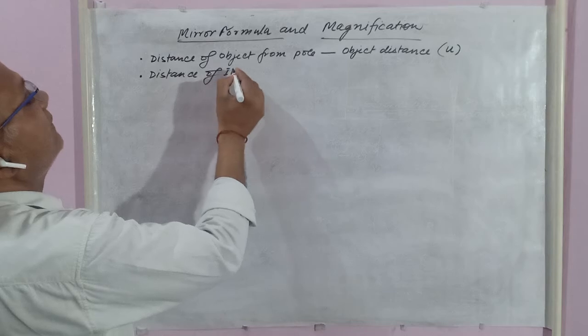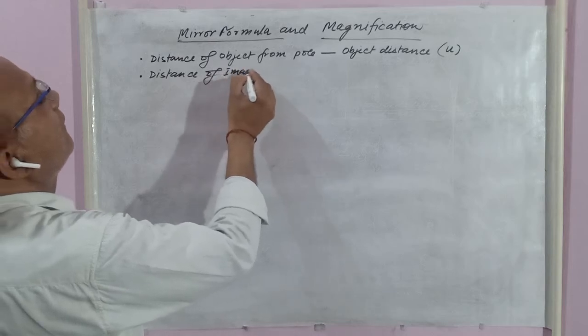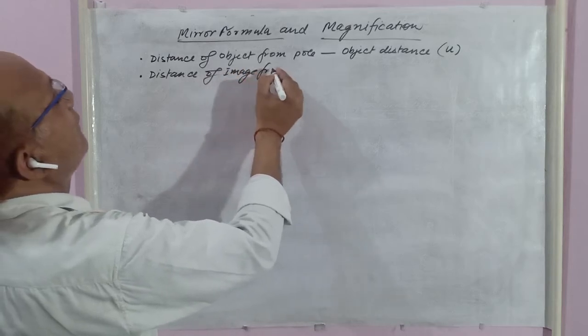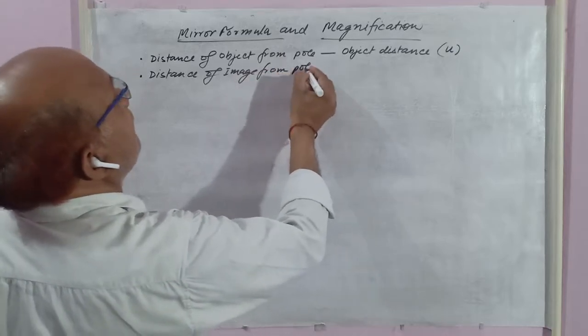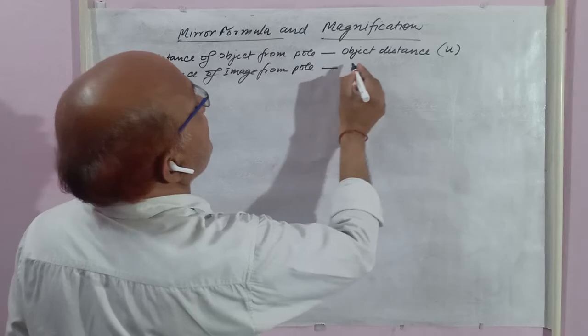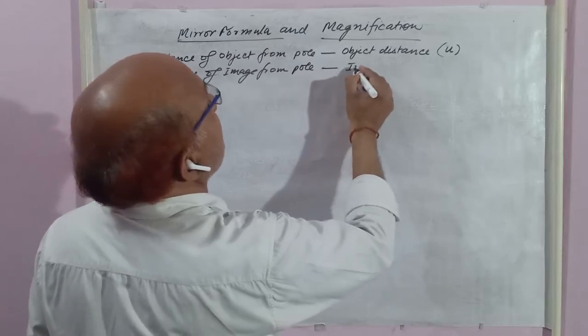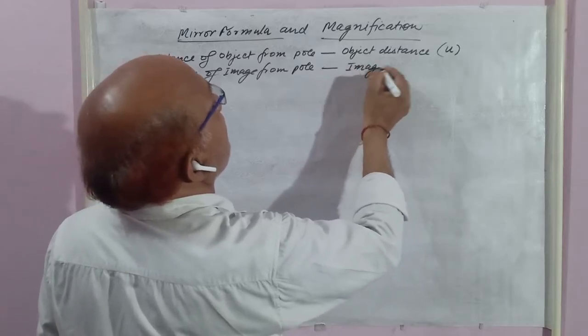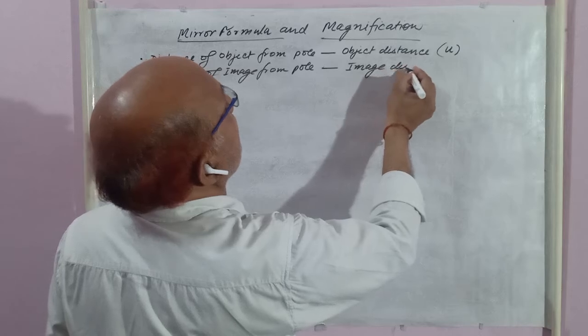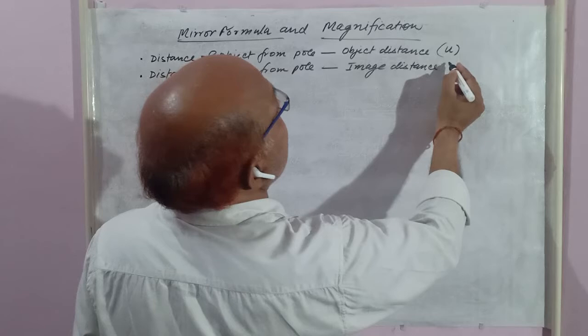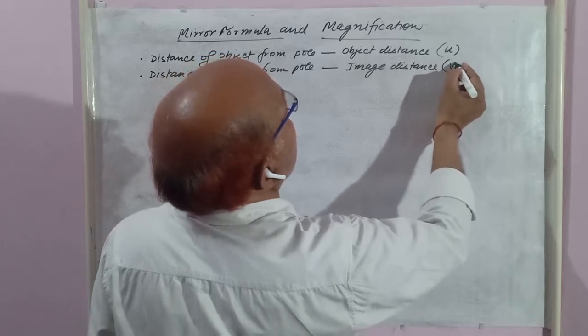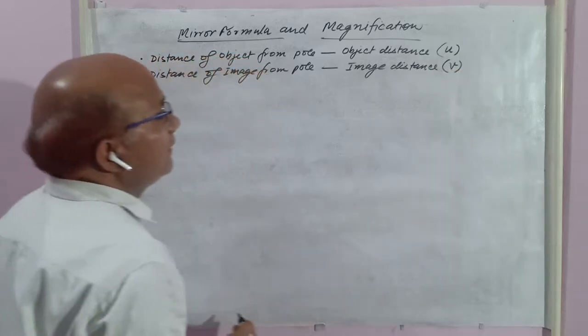Distance of image from pole, this is called image distance and it is denoted by the letter V.